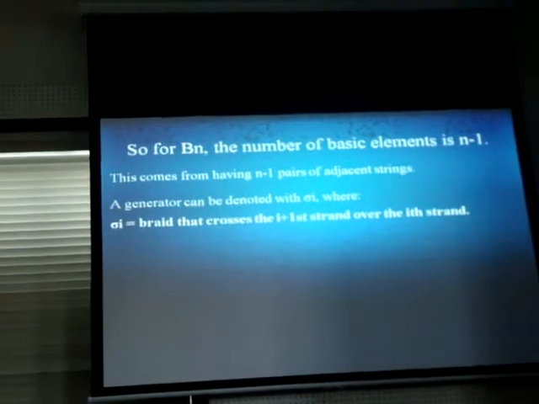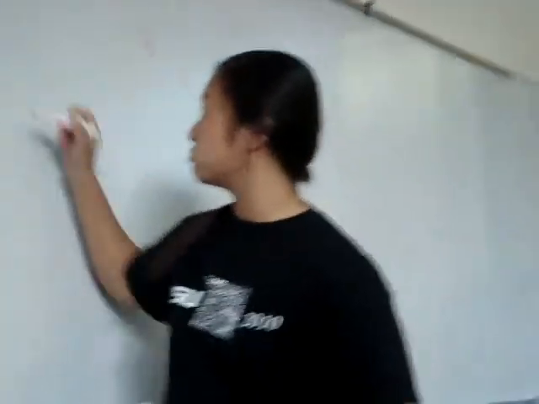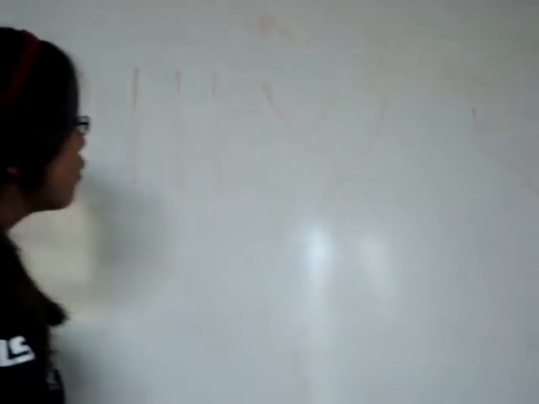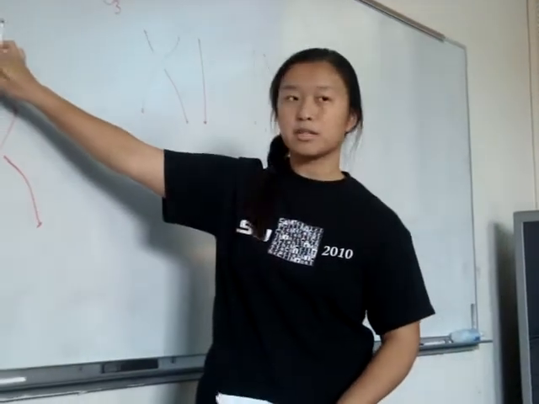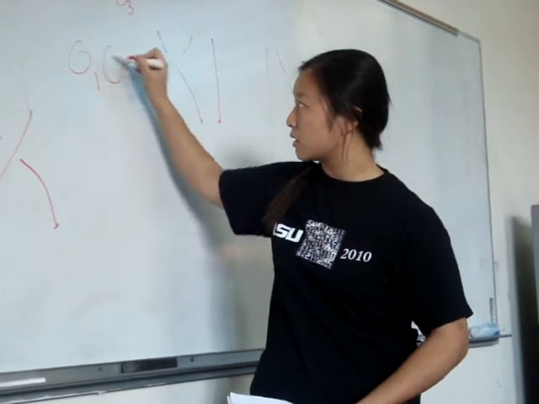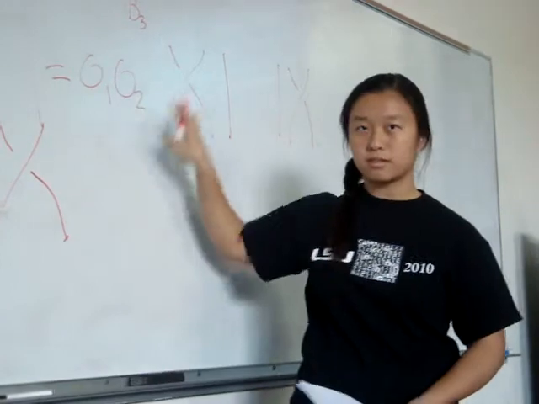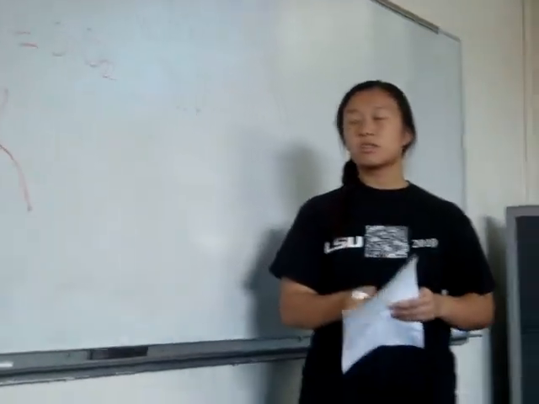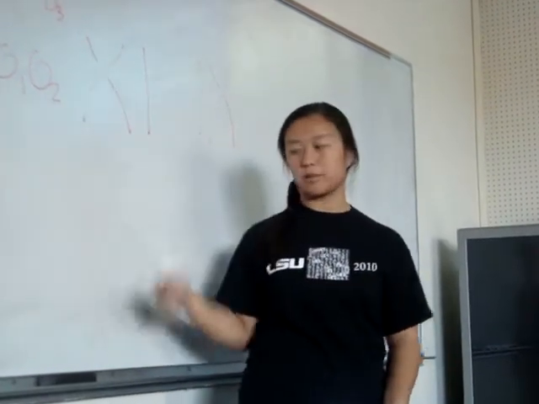And so we can have a braid such as this, where this is sigma sub 1 and this is sigma sub 2. And so this braid is equal to this algebraic representation. Multiplication of sigmas from left to right is equal to the diagram from top to bottom.